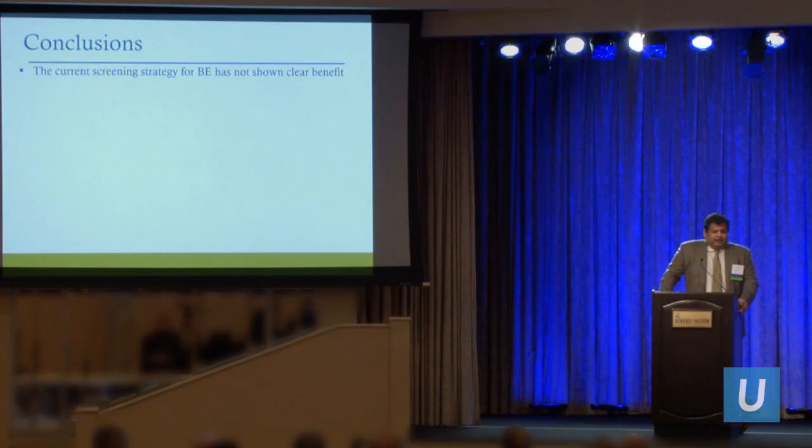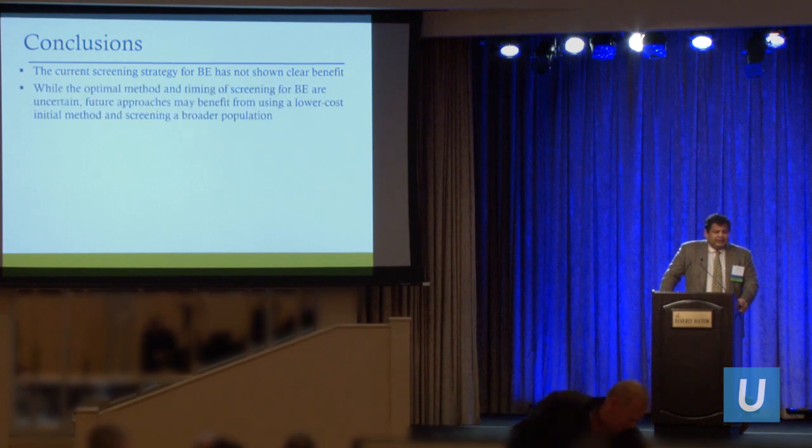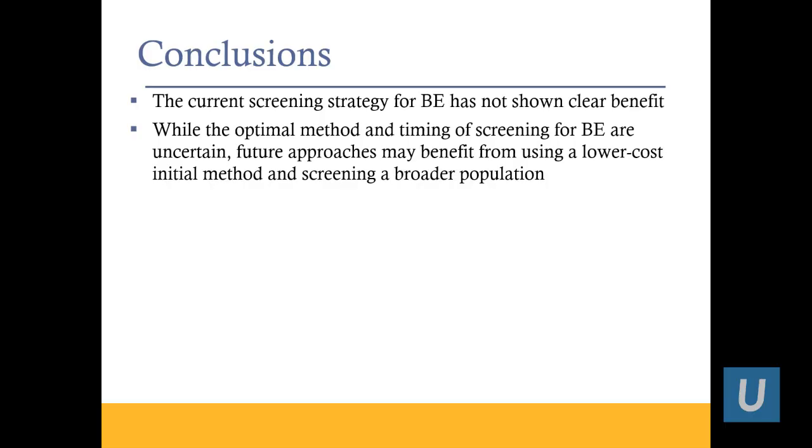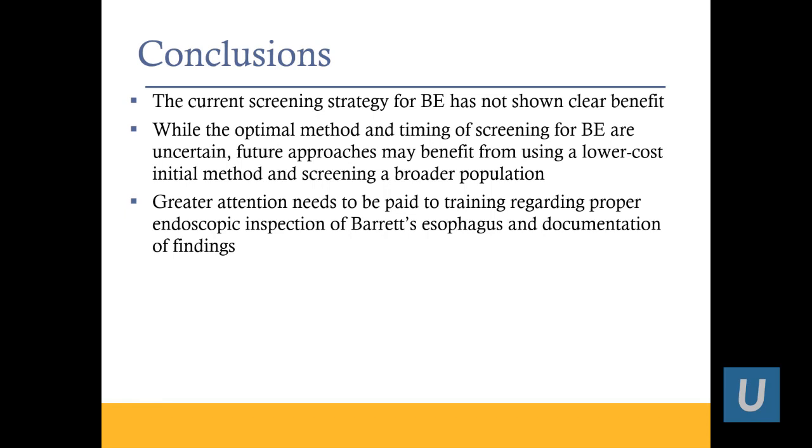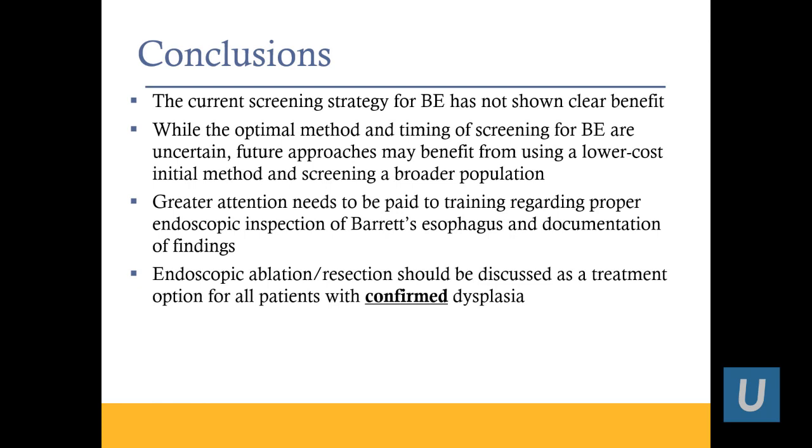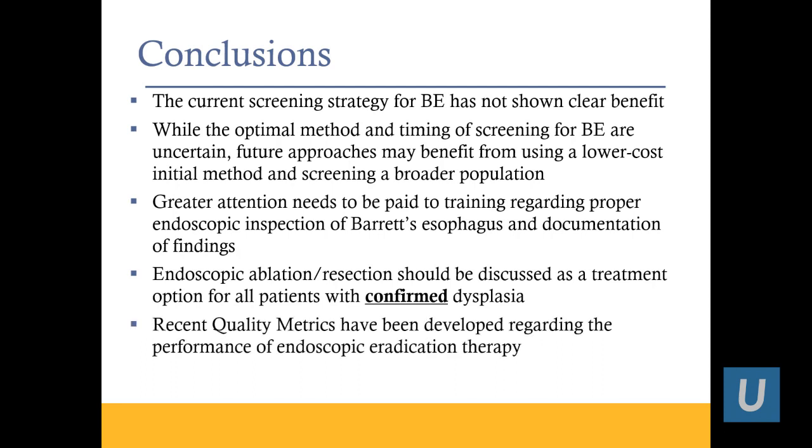So in conclusion, the current screening strategy for Barrett's has not shown clear benefit. The optimal method for screening for Barrett's is uncertain, and future approaches may benefit from using a lower cost initial method and screening a larger population. Greater attention needs to be paid regarding proper endoscopic inspection, landmark documentation, and looking for focal lesions, as well as biopsy protocol. And again, endoscopic ablation and resection should be discussed as a treatment option, I would argue, for all patients with confirmed dysplasia, and we now have some quality metrics on how to perform endoscopic eradication therapy.